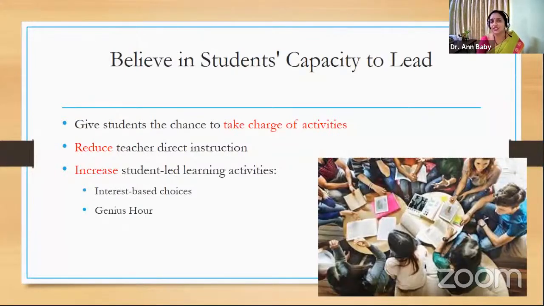Reduce the teacher direct instructions. Reduce your theory classes a lot. Let them learn by themselves. Give interest-based choices. Give a genius hour. Once in a week, you can give an hour.